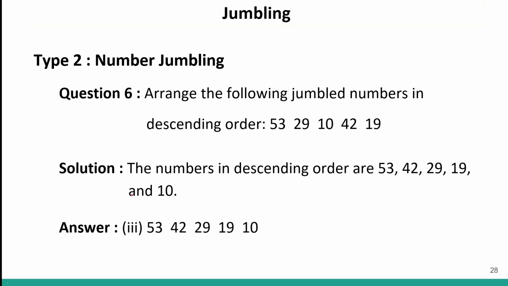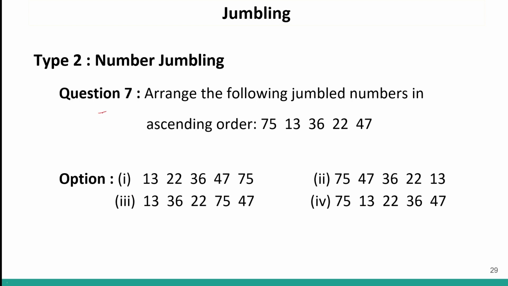Here is the solution. Now, question number 7. We have to arrange the following jumbled numbers in ascending order. Ascending means increasing order. That means smaller number to bigger number. So smaller to bigger, the smallest number is 13. This is smaller than 22. This is smaller than 36. This is smaller than 47 and this is smaller than 75. So our correct answer is 13, 22, 36, 47 and 75. This is given in option number 1. So option number 1 will be the correct answer.